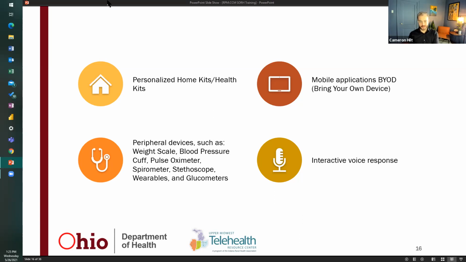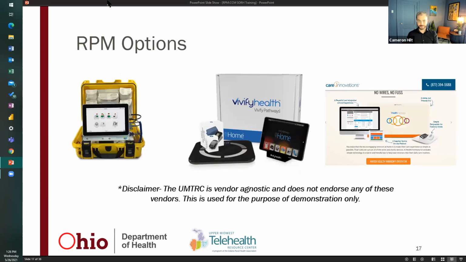The mobile application is cheaper. However, it is reliant on having a smartphone and also knowing how to utilize the smartphone in order to sync with those peripheral devices. So it can be a good option for some patient populations and maybe not for others. And then the last mode of delivery is that it can actually be delivered through interactive voice response. That's where you would actually speak in the biometric values and it would be recorded that way.